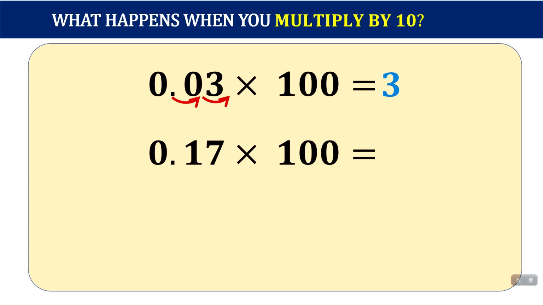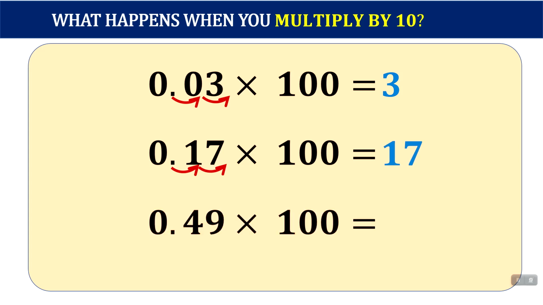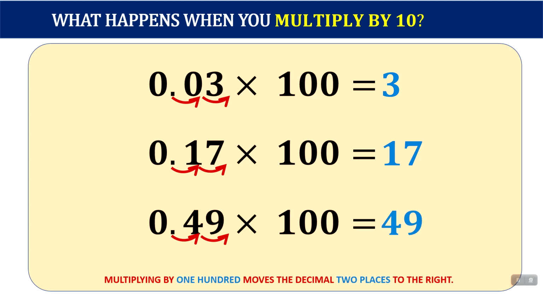What about 0.17 multiplied by 100? Again, move the decimal place 2 places to the right. 1, 2. The decimal is now after the 7, and the answer is 17. Last one, 0.49 multiplied by 100. Again, move the decimal place 2 places to the right. 1, 2. Now the decimal is right after the 9, and our answer is 49. So again, the rule, multiplying by 100 moves the decimal 2 places to the right.